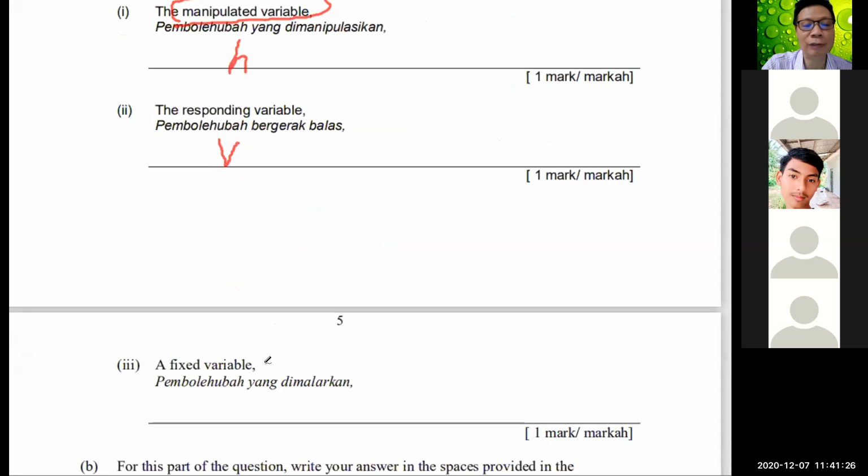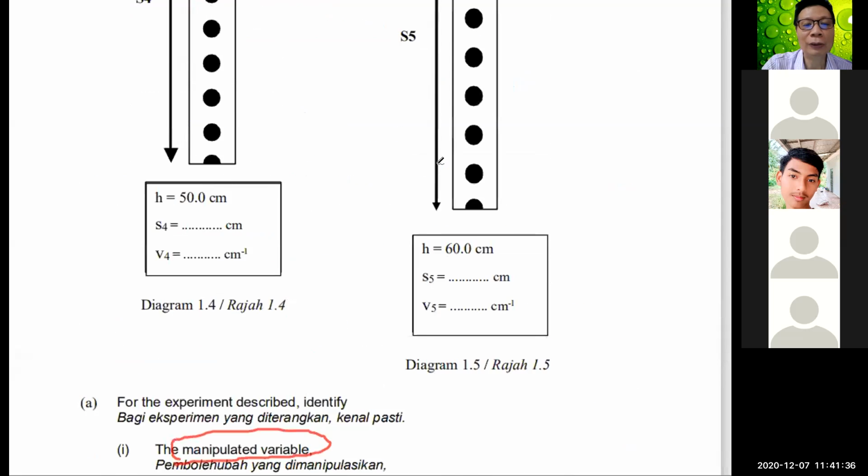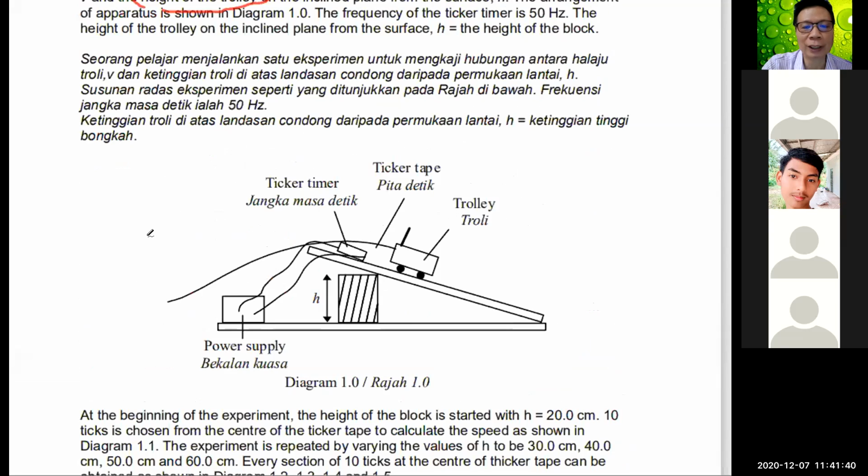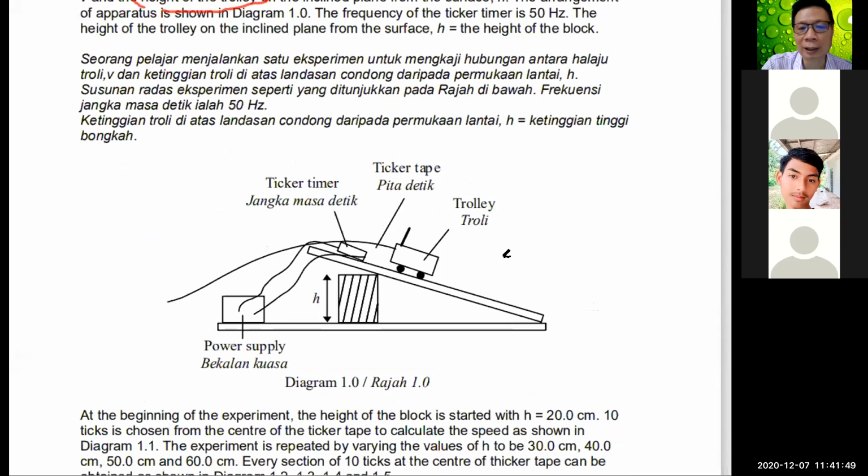The next one, fixed variable. What must be fixed? You see the diagram. Frequency, Vanessa says frequency. How do you think, when you look at this diagram, what must be fixed? What must be fixed? Frequency. Vanessa, you say frequency, frequency of what? You have to mention specifically. What is the frequency? Frequency of what?